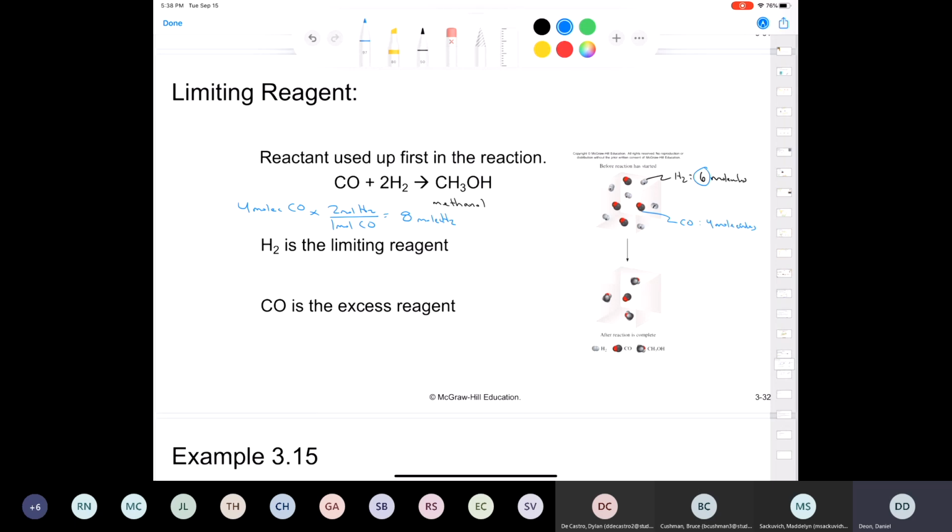So that means that you're going to be limited by the amount of hydrogen, and that means that carbon monoxide is going to be in excess. If you look in the reactions then, you have some carbon monoxide left over.